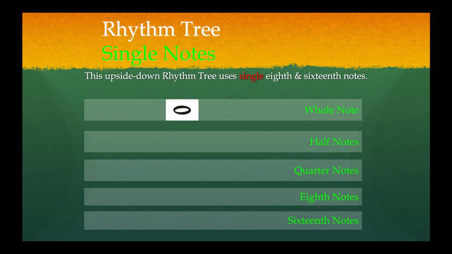We start with our whole note. The whole note can then be split or subdivided into 2 half notes. It takes 2 half notes to equal 1 whole note. Each half note can then be subdivided into 2 quarter notes. So it takes 2 quarter notes to equal 1 half note, 2 halves to equal a whole, or 4 quarter notes to fit into 1 whole note.